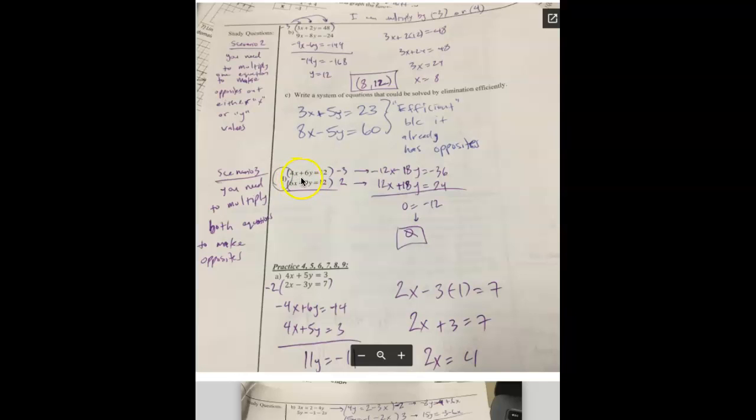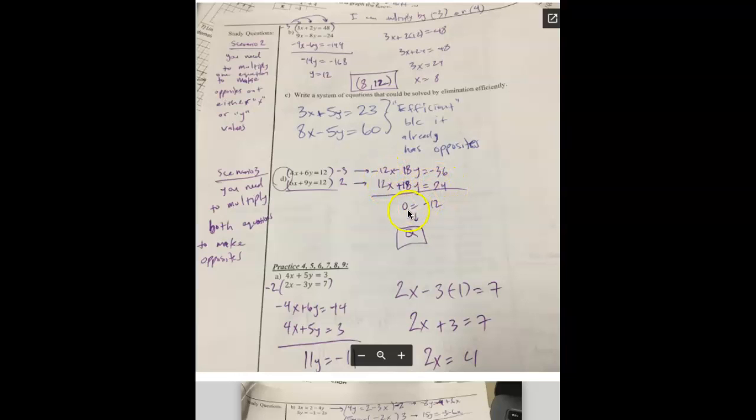I could multiply both equations to get opposites on either x or y. So I went ahead and decided that I'd make opposites of the x's by making a negative 12 and a positive 12. I can multiply 4 times negative 3 to make a negative 12, and I can multiply 6 times 2 to make a positive 12. And so I went ahead and did that. I multiplied both equations to make a negative 12 and a positive 12, but what ended up happening was the y's ended up becoming opposites in that same step.